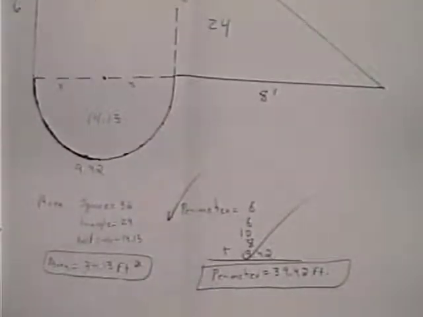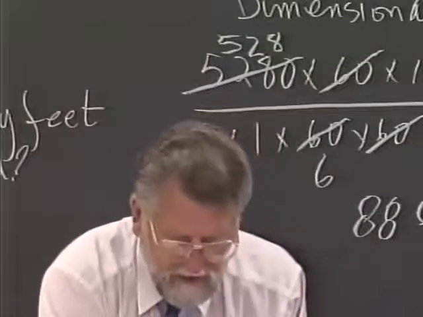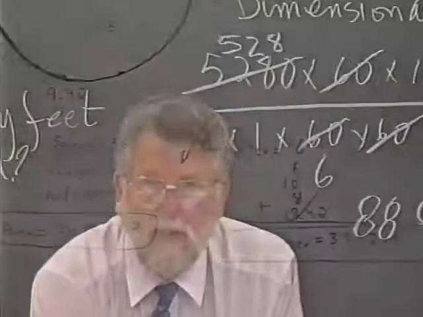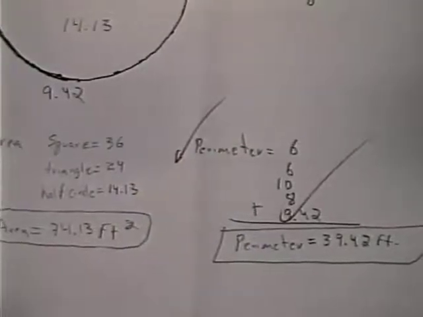The area was 74.13, and maybe I can drop that down just a little bit, Debbie. So let's come off for a moment and see if I can get that so it's more readable. Here are your 2 numbers. So you have 74.13, and you had a 39.42. Now the area is square feet, the perimeter is feet.